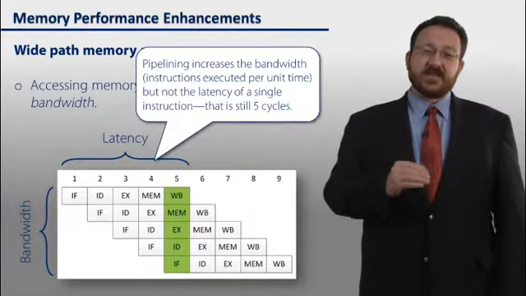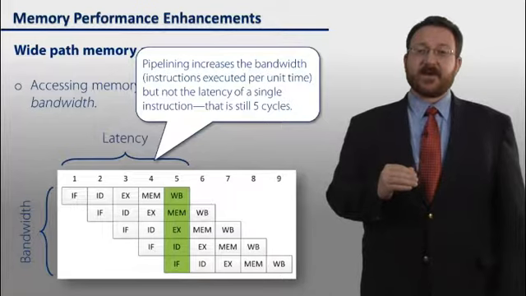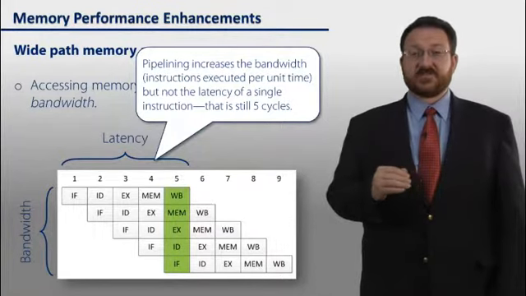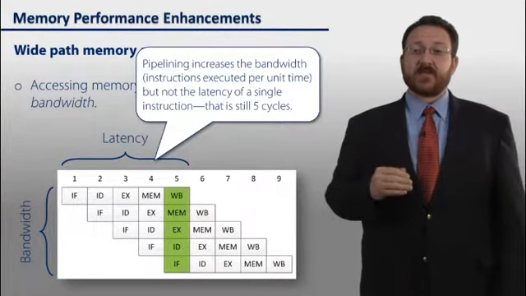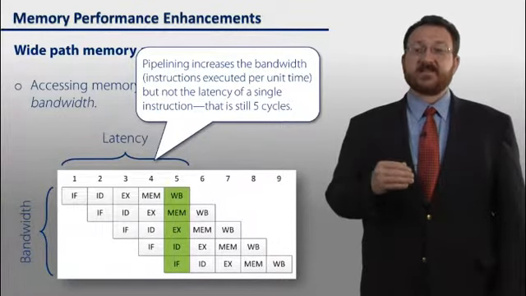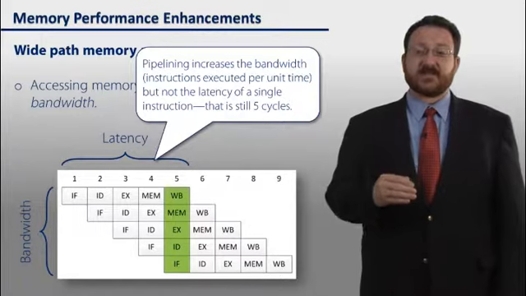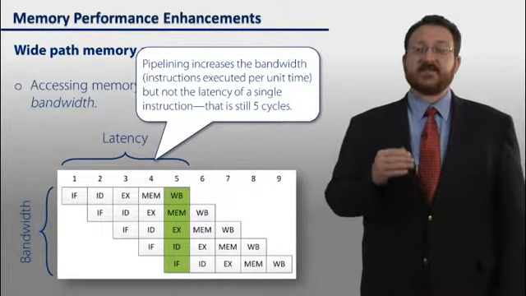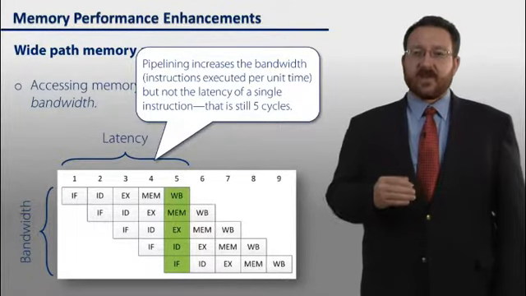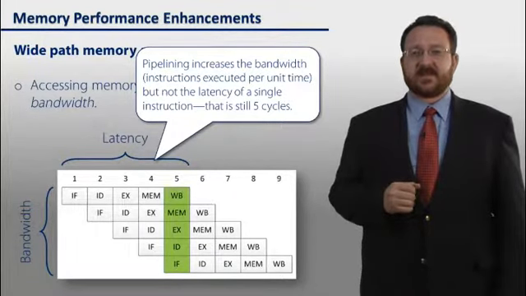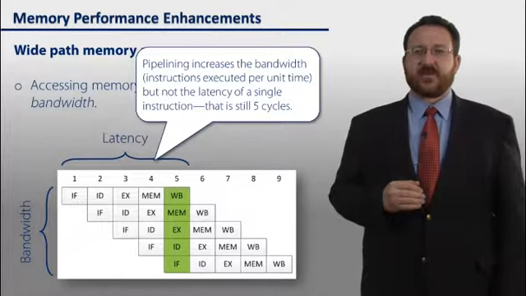So, each instruction still has the same amount of latency. That is, each instruction takes 5 clock cycles to execute regardless. But the pipelining process has actually increased the number of instructions that we can execute in a single time slice by executing 5 simultaneously. So the bandwidth is increased, but the latency is the same. We're going to try and increase the bandwidth for memory.